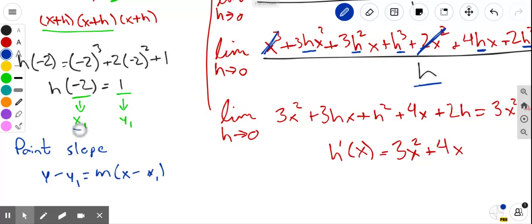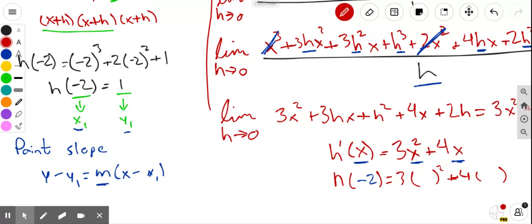So we already have this, but we still need to find the slope, and that's where this is going to come in. So we're going to do h prime of -2, which is going to equal 3 times that -2 squared plus 4 times that negative 2.